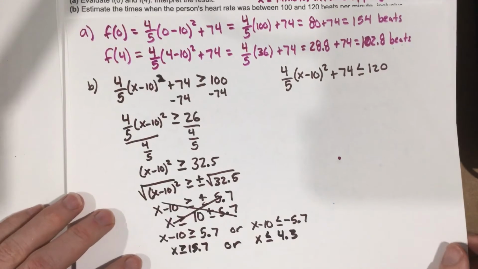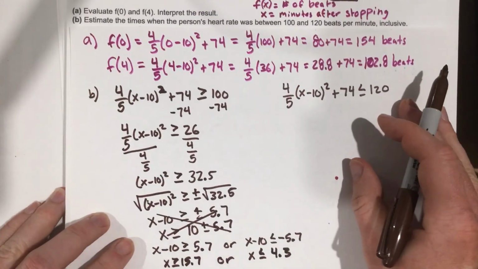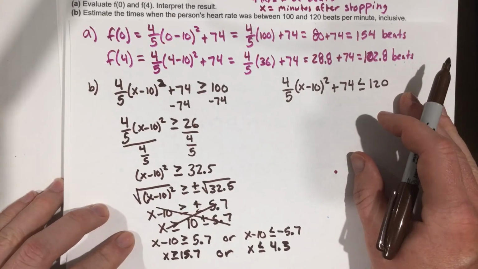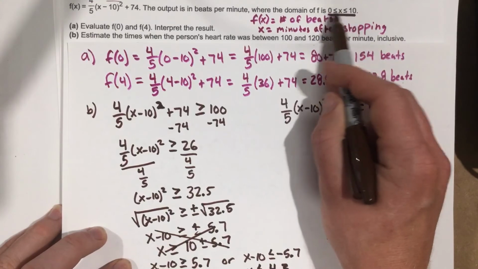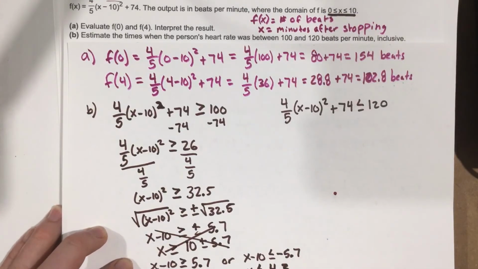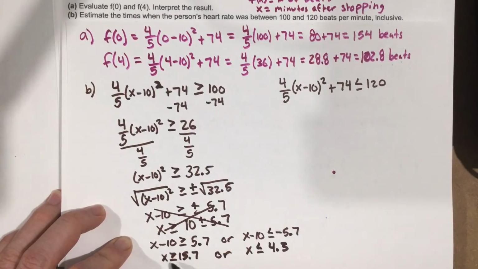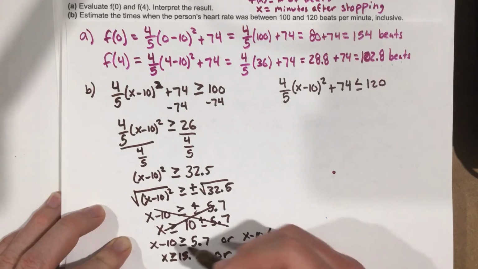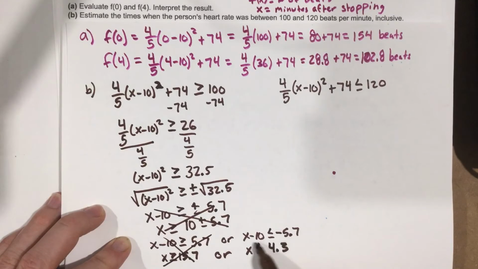Well, it tells us in the problem, we're looking to be between 0 and 10 minutes. All right, 0 and 10 minutes. Well, right now we're at 15.7 greater than or equal to that, and less than or equal to 4.3. This side actually doesn't make any sense, so we're going to cross that out. This is the only portion of this quadratic inequality that we can actually use. So this is the portion that we're going to use right there.